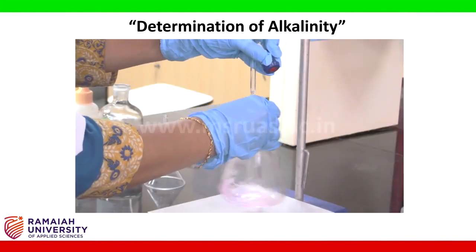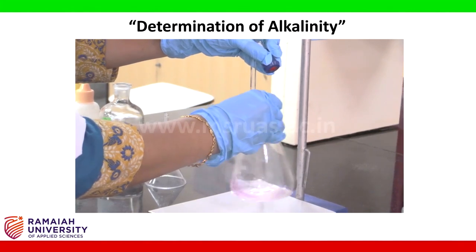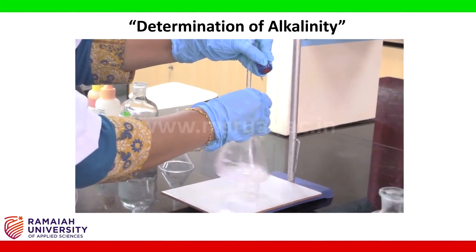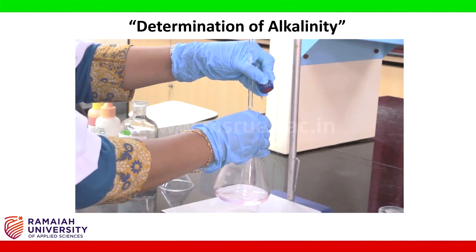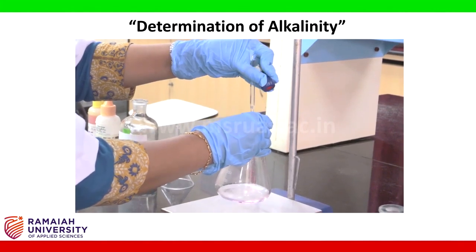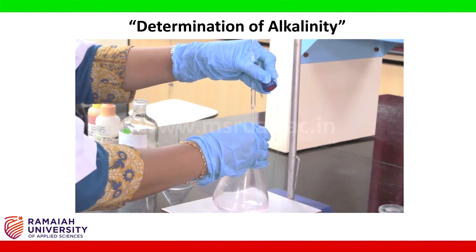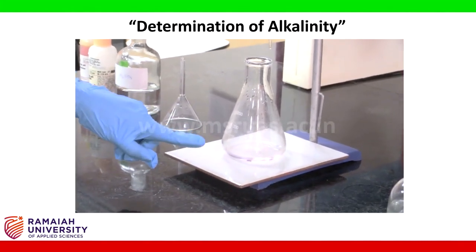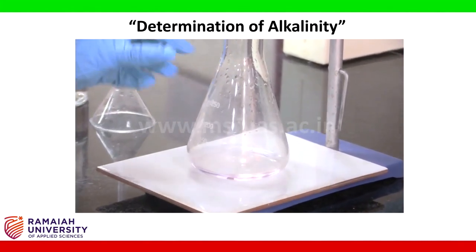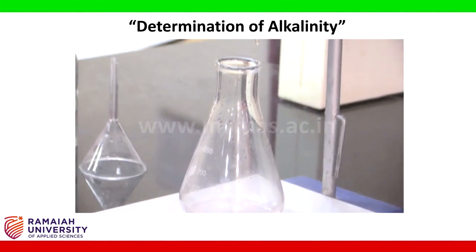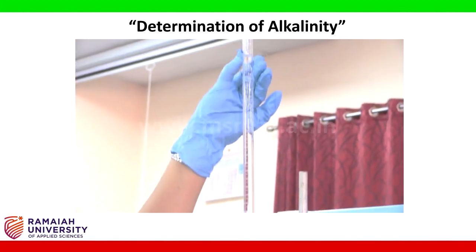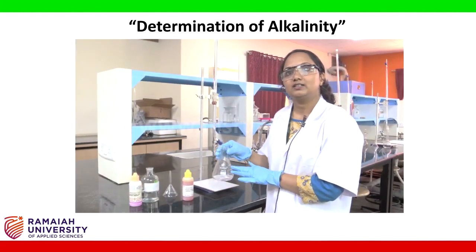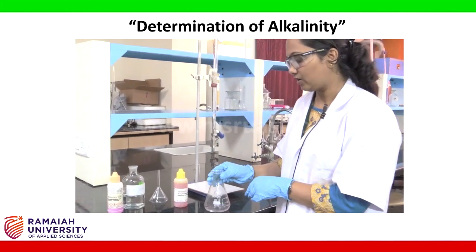So now the color is changing from pink to colorless. So as you can see, the color has changed from pink to colorless. So once this point is reached, we have to note down the reading from the burette. So once the color has changed from pink to colorless, now we need to add the methyl orange indicator.